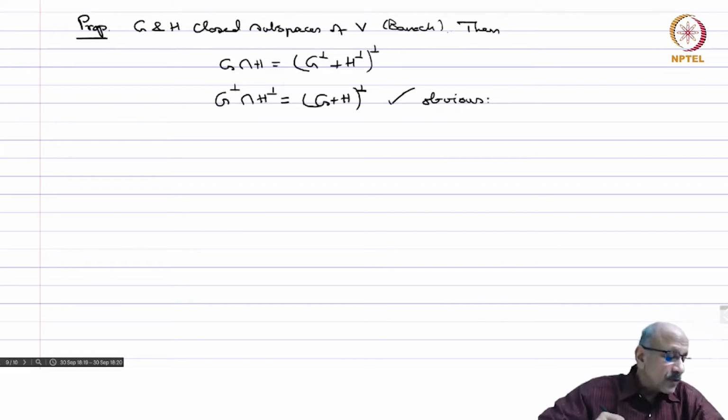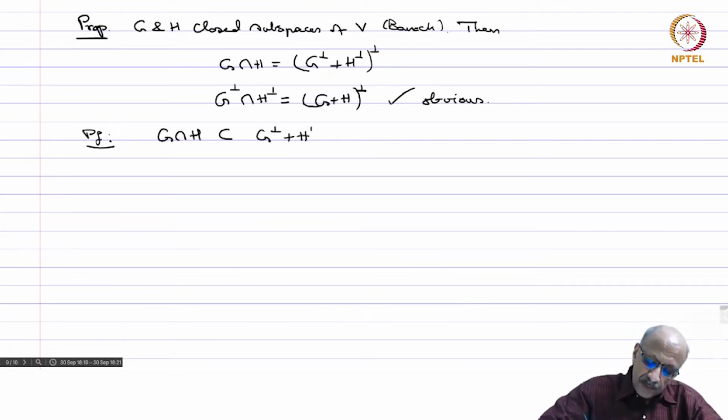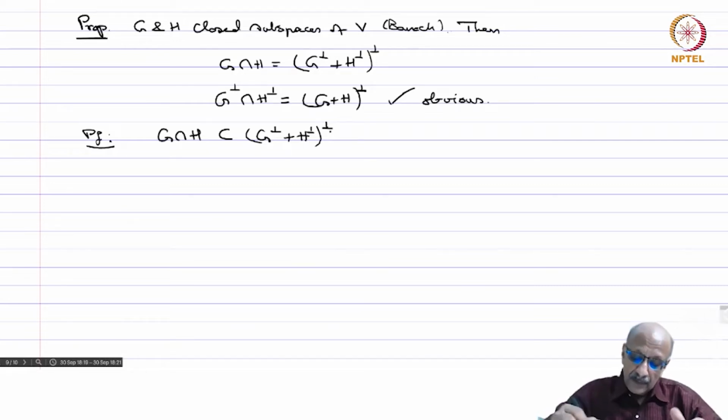So now let us prove the first one. So proof. We already have that G intersection H is contained in (G perp plus H perp) perp. Why? Because if you have something in G intersection H, then it is killed by everything in G perp, it is killed by everything in H perp, so it is killed by everything in G perp plus H perp, that is, it belongs to (G perp plus H perp) perp.